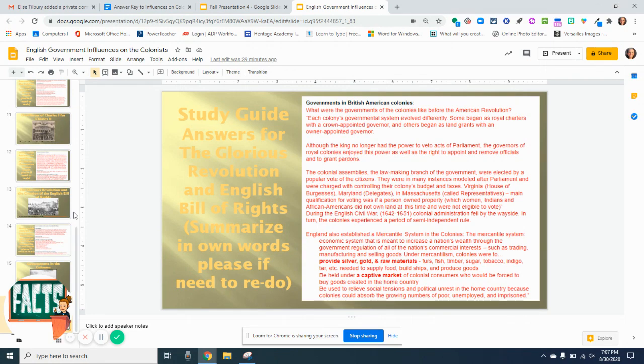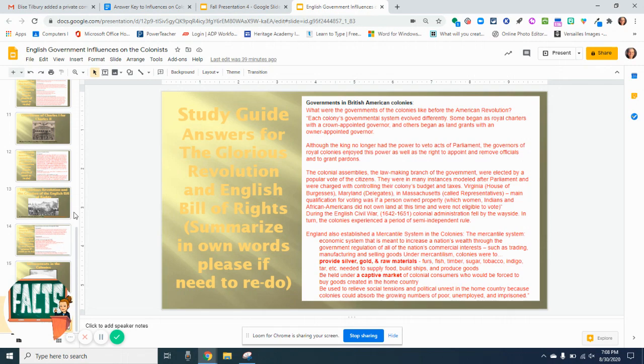During the English Civil War from 1642 to 1651, colonial administration fell by the wayside. Obviously it wasn't a priority, and so the colonists experienced a period of semi-independent rule.